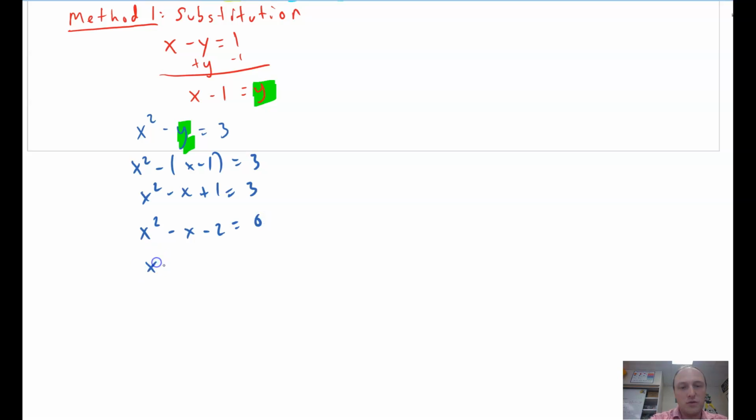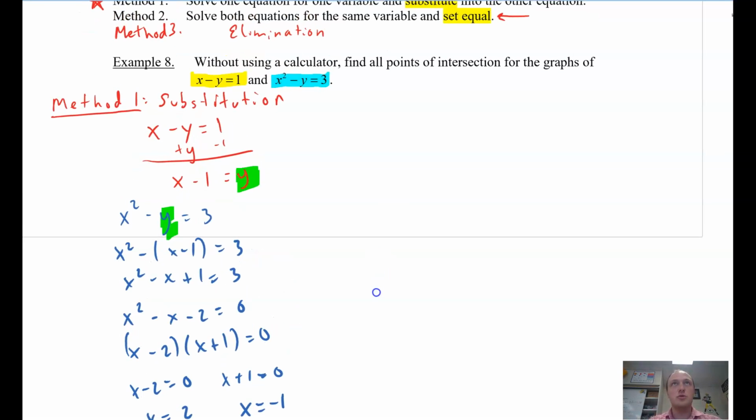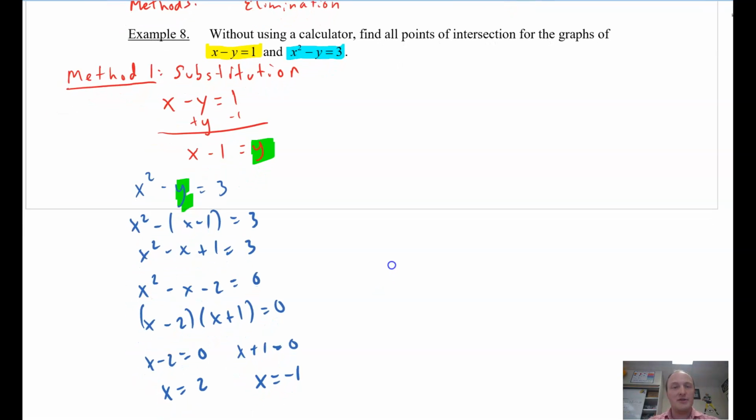In order to solve, we'll factor. This gives us x minus 2 times x plus 1, giving us solutions of 2 and -1 for x. So we found the x values. However, what we want to do now is plug them into our equation and solve.